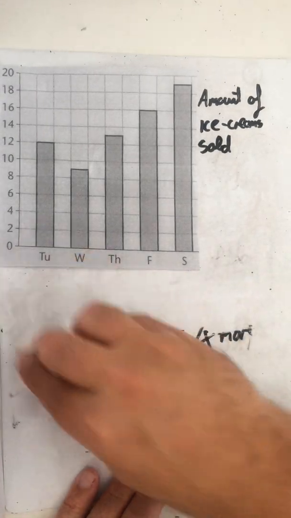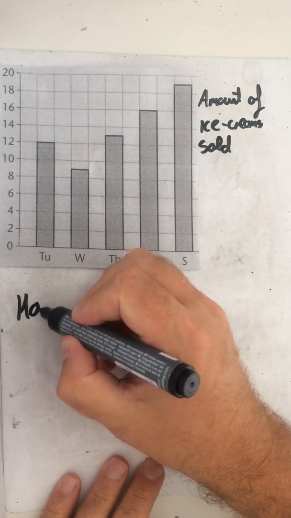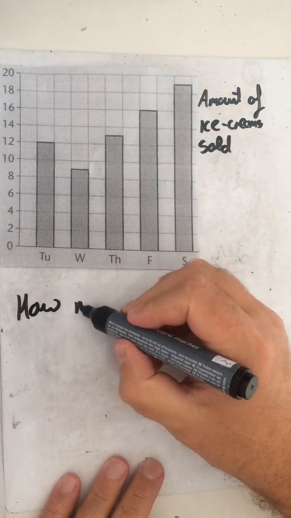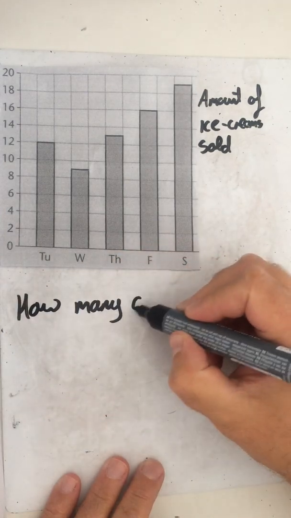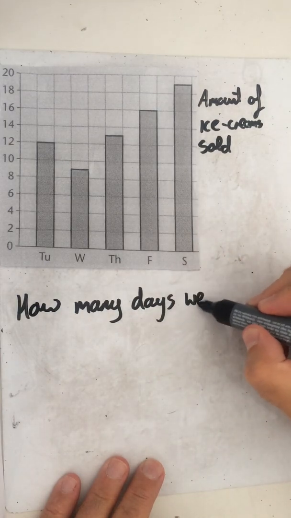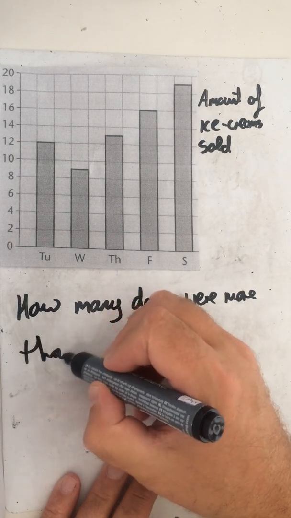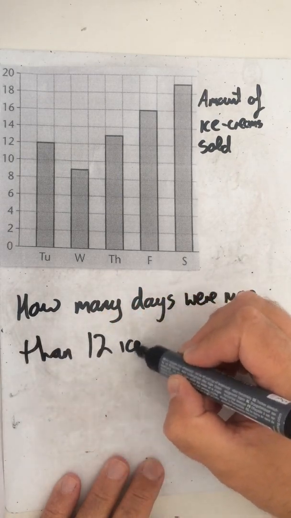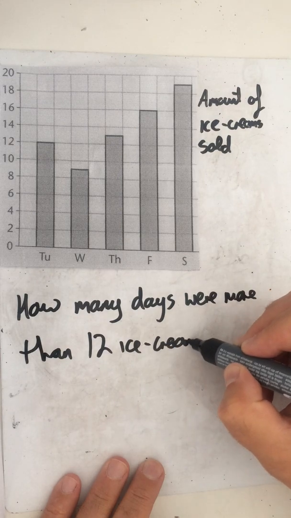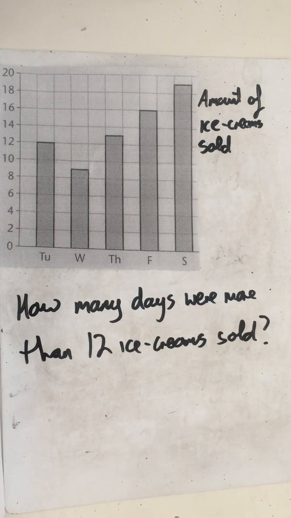You could get a question, and then it can get a little bit tricky. We've got to be just a little bit careful. How many days were more than 12 ice creams sold? Okay, quickly answer that one. Pause the video while you do. Press play when you're done.